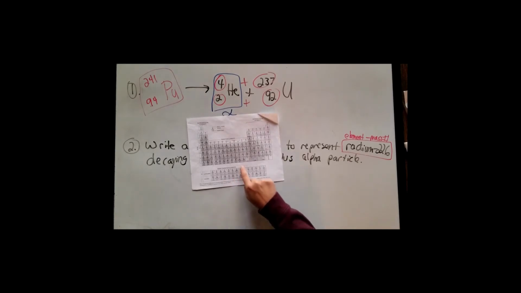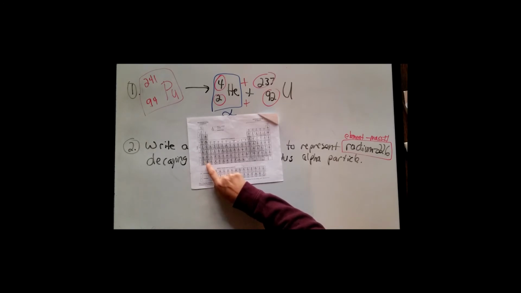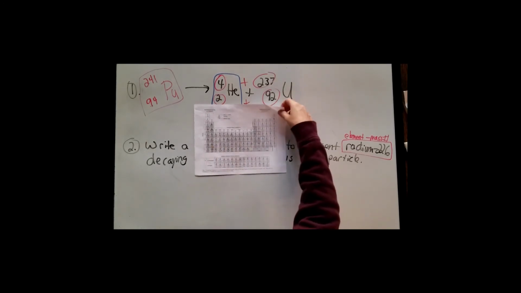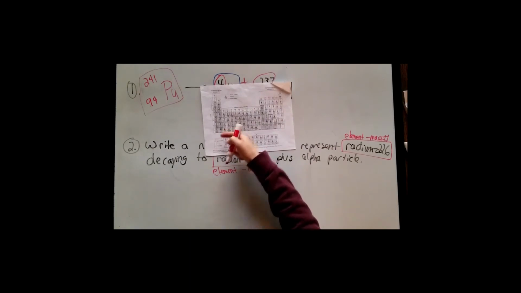Well, let me find radium on the periodic table. Radium, there it is, number 88. So if you're looking at your periodic table, it's number 88. So the symbol for radium is Ra. So I'm going to write Ra, because remember we want to write it like a nuclide symbol. So since it's number 88, I'm going to put 88 down here. The mass number they gave us, 226. So that's what I'm starting with.